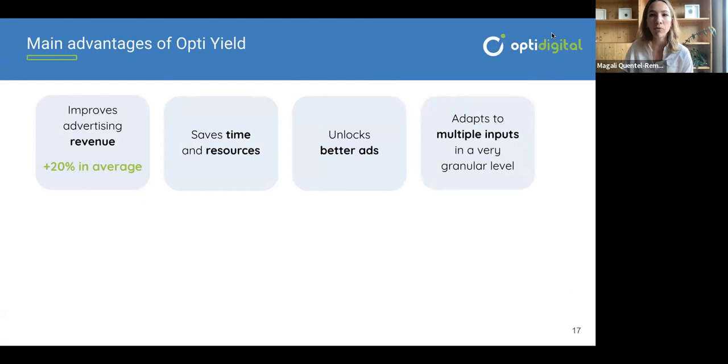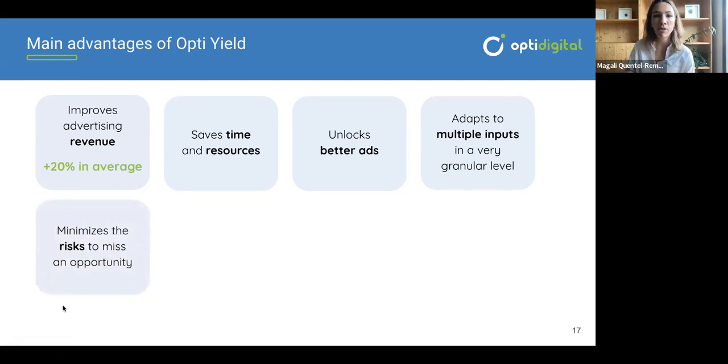Also, it's going to adapt to multiple inputs at a very granular level. And that is manually not imaginable, not feasible. It's going to minimize the risk to miss an ad opportunity. You are going to minimize the risk of generating a big unfilled if your price floor is set up at too high a level. And sometimes we just forget about it. The price floor is set up in one SSP or in your ad server, and you're just missing a lot of ad opportunities.